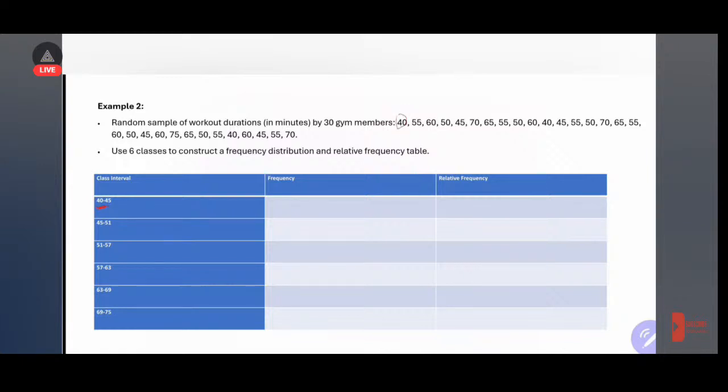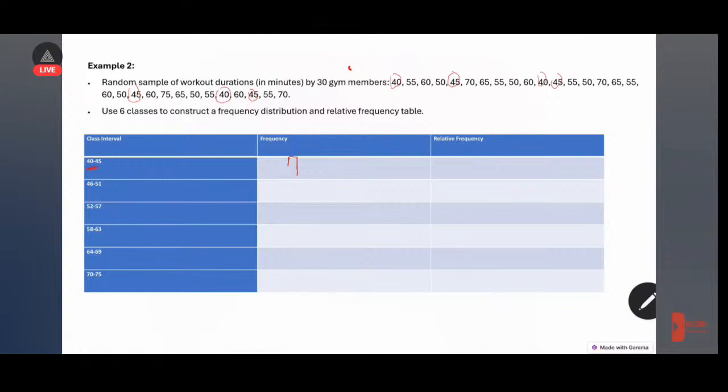Here we have 40, which is 1, 2, 3, 4, 5, 6, 7. So the frequency is 7. For the next one, we have from 46 to 51. Now let's count from 46 to 51. We have 1. We have 2. Here we have 3. Here we have 4, 5. So we have 5.